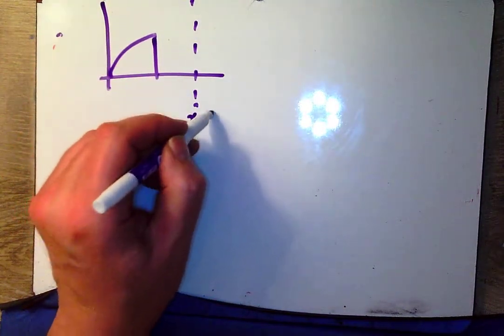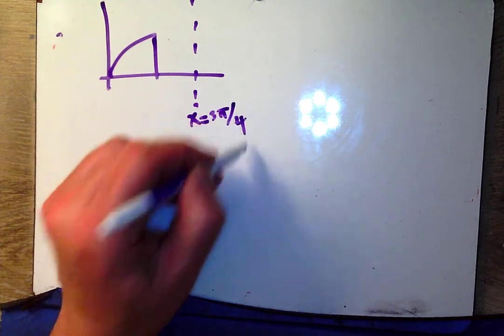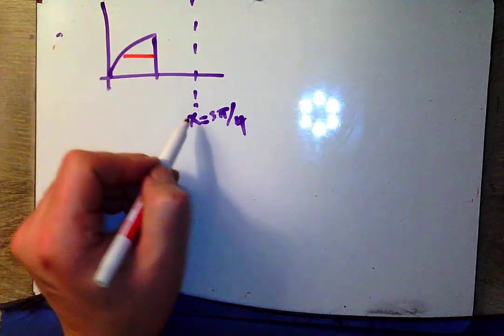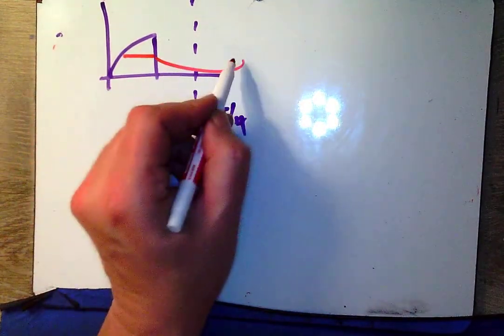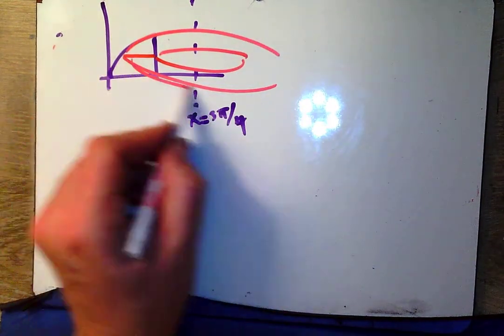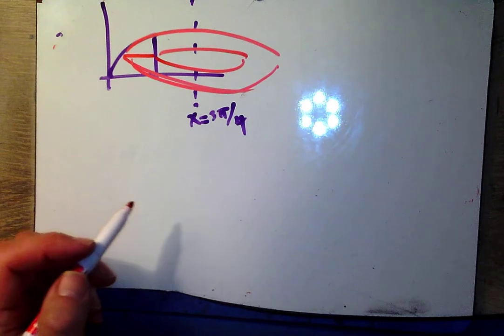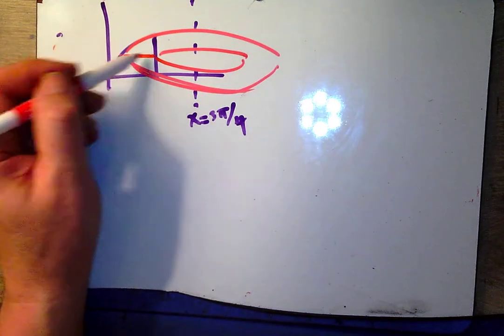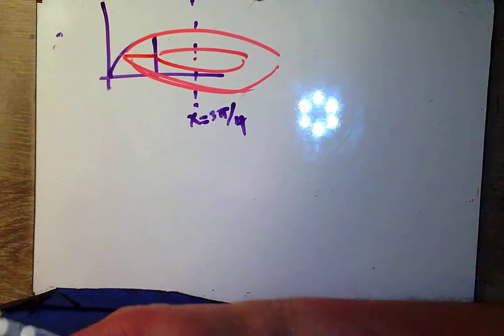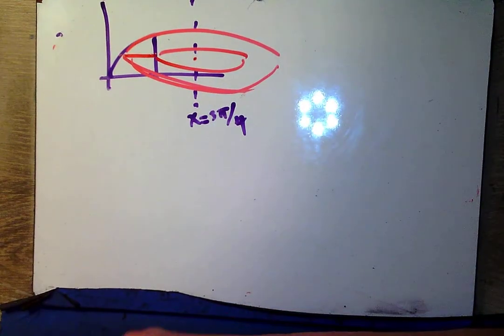3 pi over 4 looks like that. Okay, and that's what I'm spinning around with discs and washers. I draw something perpendicular, and I make circles at each end of that segment whose center is the axis of rotation. Now, what can we see about little r here?